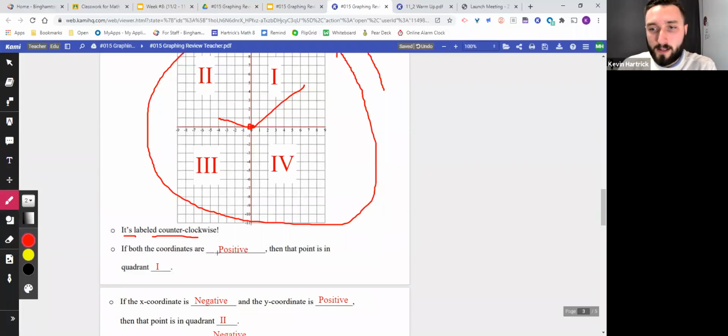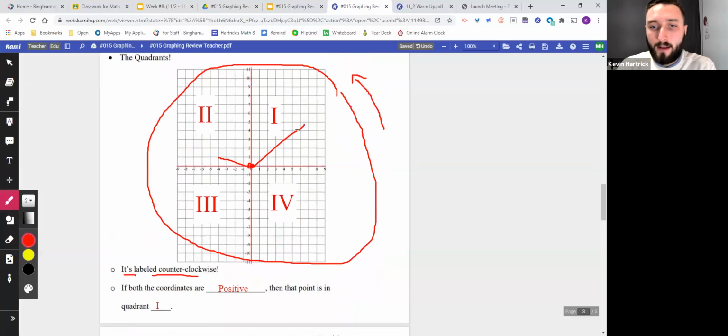If both coordinates are positive, then the point is in quadrant 1, like we just talked about. So if both the x coordinate and the y coordinate are positive, then you're in quadrant 1. Go ahead and make sure you have this sheet all filled in, and then you're going to move to the next video to fill out the next sheet.